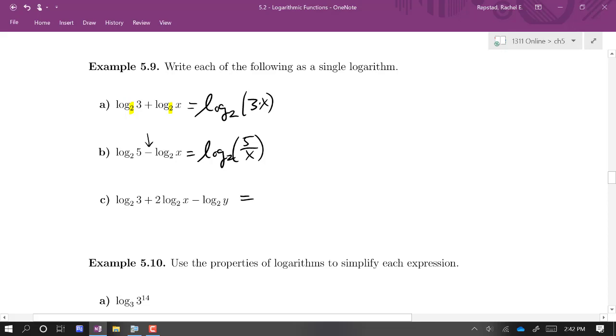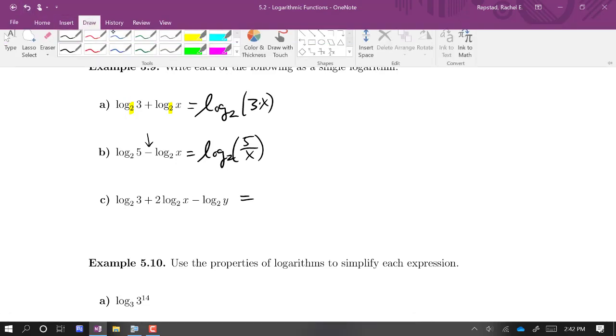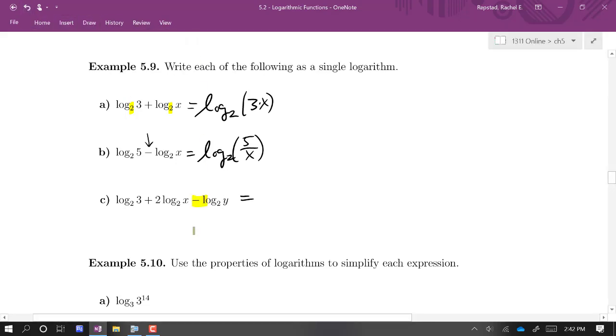And last, here I've got 3 logs, all the same base. I'm doing some addition and subtraction. So just note that any negative log corresponds to this factor ending up in the denominator. So we could do this in a couple of steps. In fact, we actually need to do this in a couple of steps, I guess.